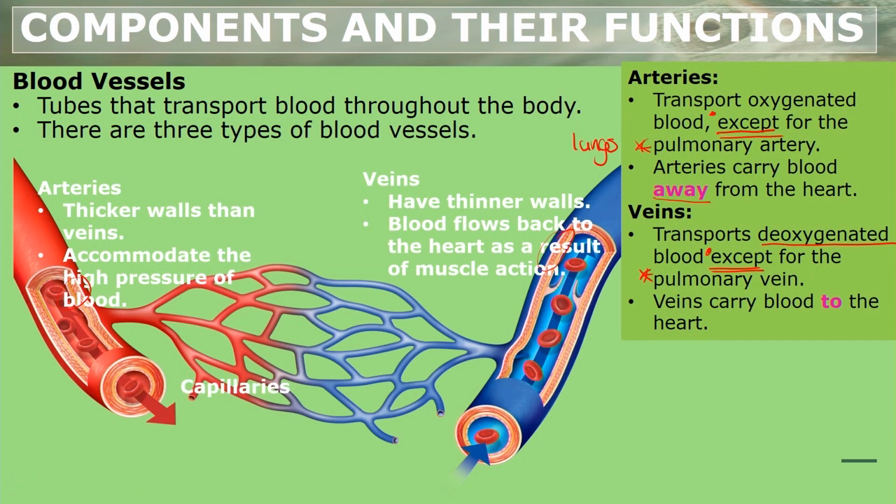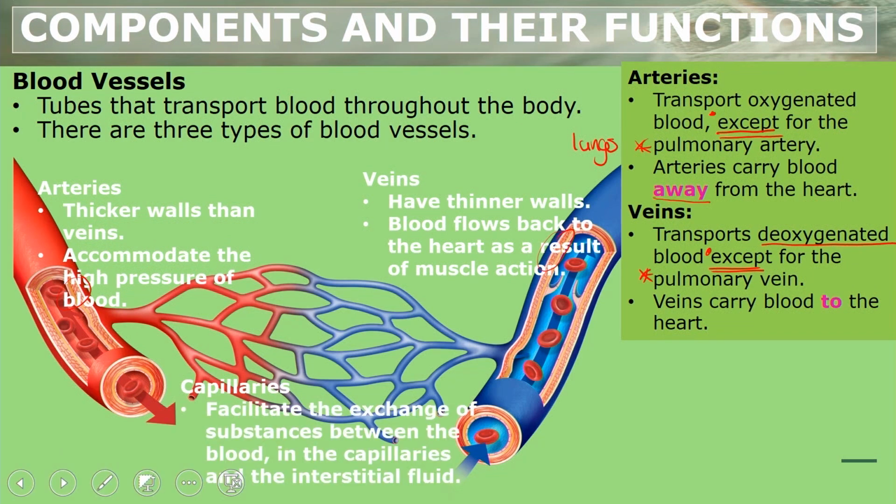Lastly, the third type of blood vessel is called the capillaries. And as you can see in the middle there, those are very thin, and they're also thinner than the walls of the arteries and the veins. These facilitate the exchange of substances between the blood in the capillaries and the interstitial fluid, meaning the fluid that is flowing in between the blood vessels there.